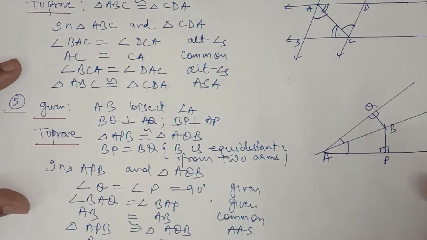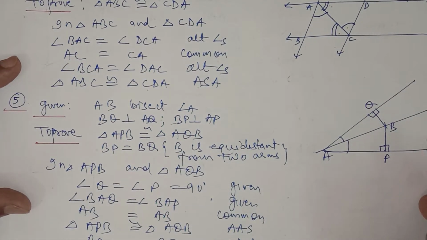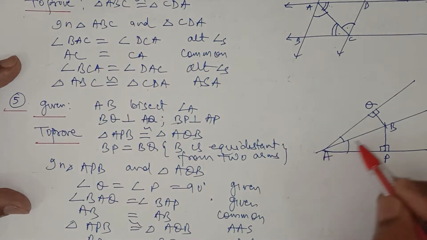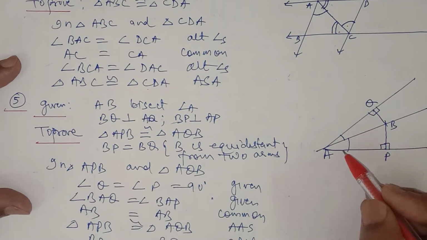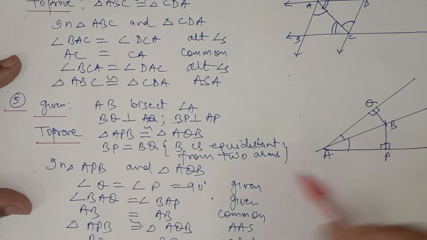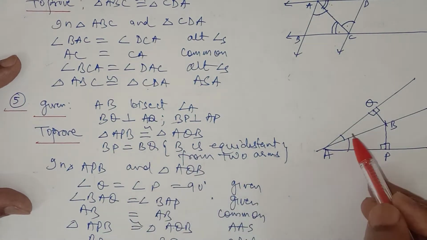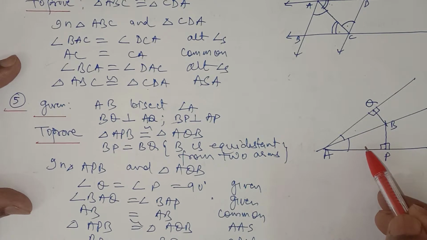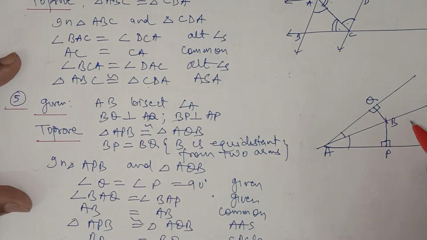Now in question number 5, it is given that there is an angle in which AB is the angle bisector of angle A, and from any point B on this angle bisector, two perpendiculars are drawn, that is BQ and BP. This is given and you have to prove that these two triangles are congruent, taking care of the correspondence, and you have to prove that BP is equal to BQ, that is, B is equidistant from these two arms of this angle.